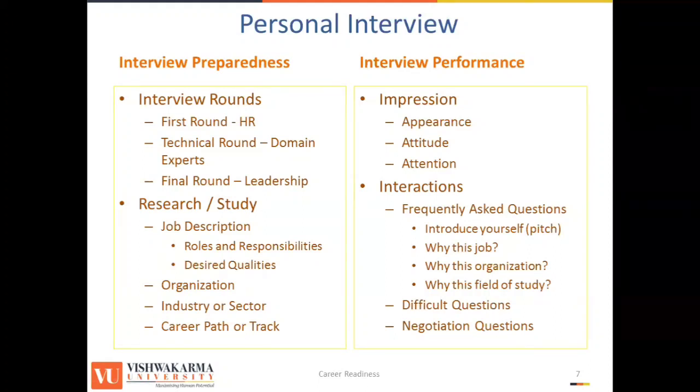Difficult questions are situational or to test your emotional quotient or certain ability. So there could be some questions. And negotiation questions are questions related to salary, location, preferences, and maybe at times contract or other terms and conditions of the job offer.